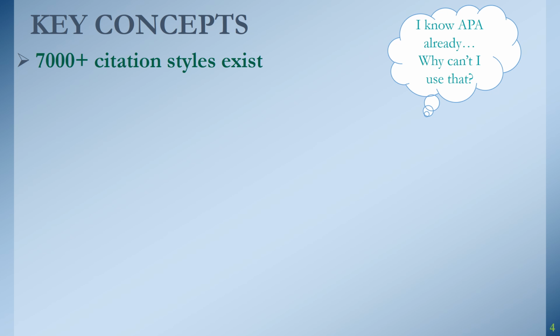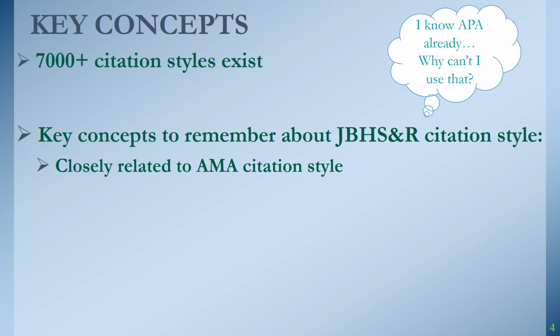So it is important for you to understand and be able to use at least one other citation style beyond APA. For those of you who may already know AMA citation style, this should be an easy adjustment. For those of you who are only familiar with APA or MLA, there are some significant differences between JBHS&R and these citation styles. In the next few slides, we're going to go over some example references in JBHS&R, and I will show you a few comparisons between APA and JBHS&R as well.